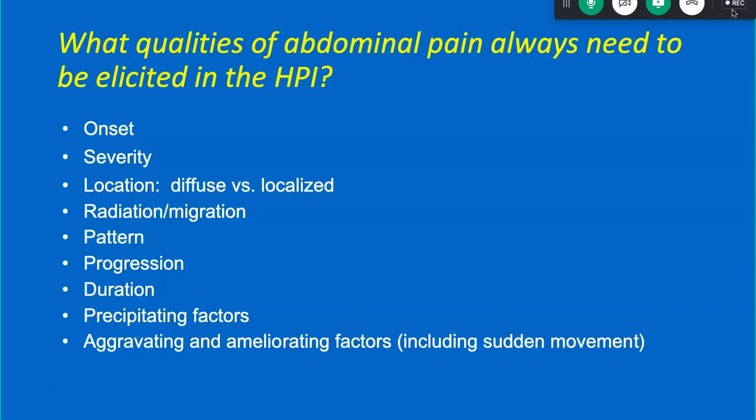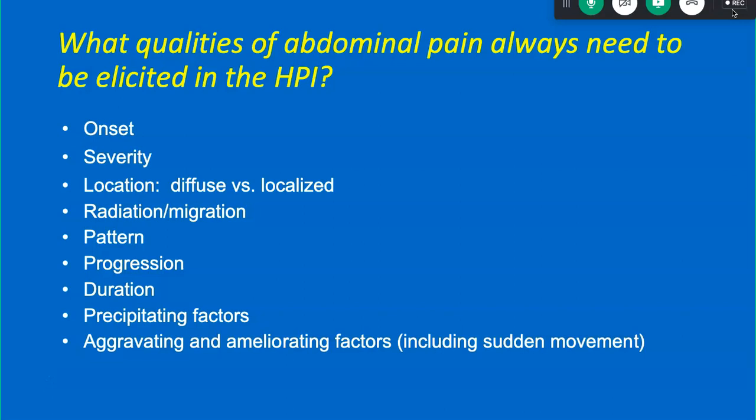The pattern of the abdominal pain, so is it episodic? Is it constant? The progression, so has it changed since it first started? The duration of the pain, so how many minutes, days, etc., has the pain been going on for? Any precipitating factors, this might include eating, it might include movement, so similarly, anything that makes it better or worse, and particularly sudden movement, that'll be a clue that maybe they have peritoneal irritation.